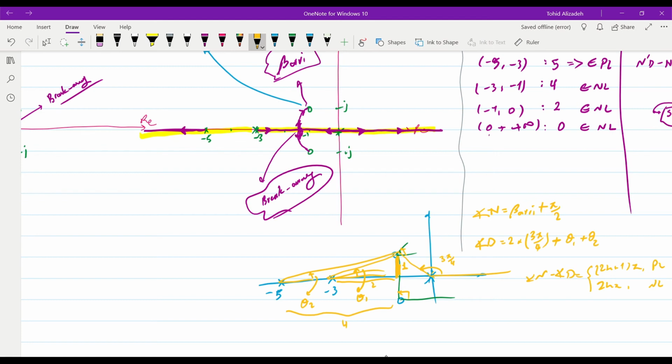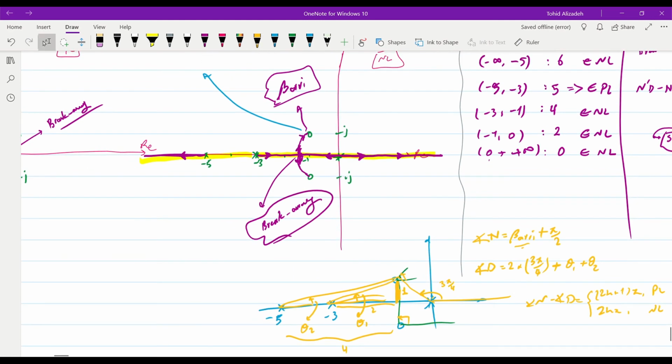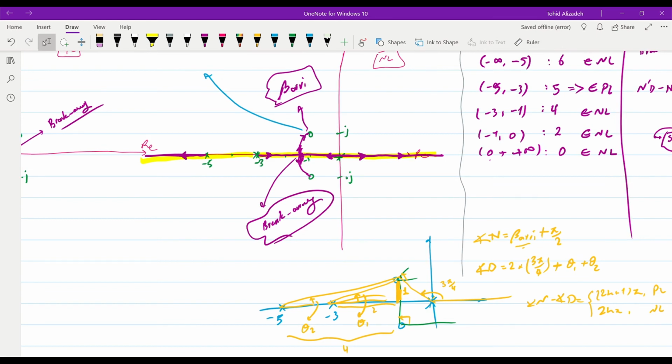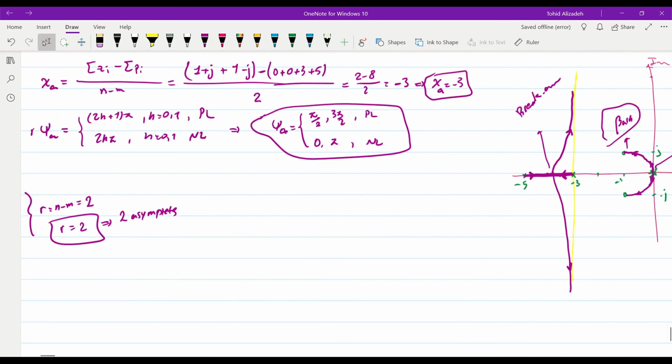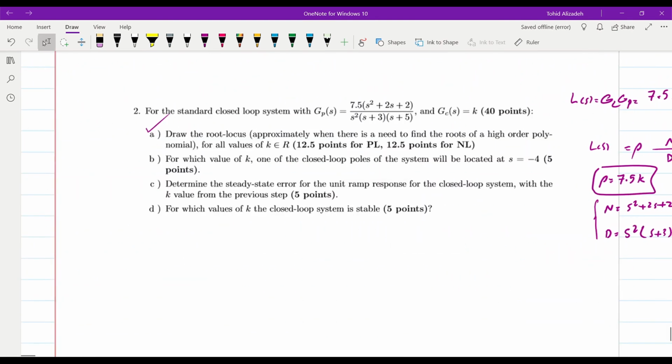And out of that, you can find out the angle of arrival to draw the precise, let's say, sketch for the Root-locus sketch for the system. But again, for the purpose of this problem, we are not required to find that value, the precise or the exact value for that. So we can leave the drawing like this. So having said so, we are done with drawing the Root-locus for this system. Let's go through the next points.